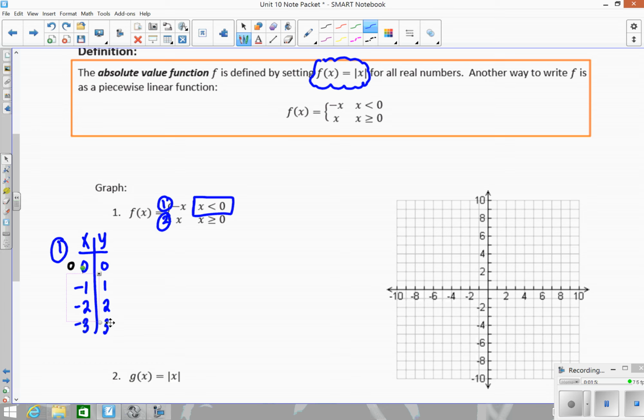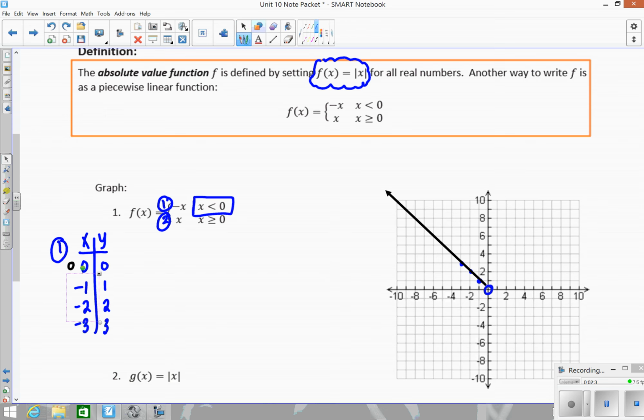So I can go ahead and plot these. At 0, 0, I have an open circle. Negative 1, 1. Negative 2, 2. Negative 3, 3. And this pattern's just going to repeat. So basically what I end up with is a line on the left-hand side here. And I can have that arrow going to the left because this line is going to just keep on continuing for all negative x values.